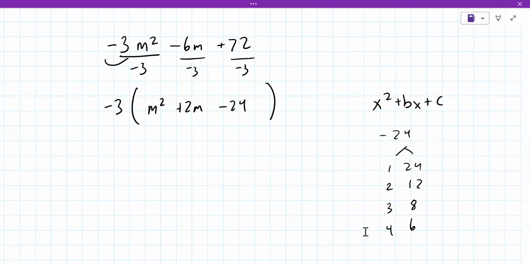So would it be 4 and 6? Yeah, which one's negative, which one's positive? 4 is negative and 6 is positive. So m plus 6, m minus 4, like that. Does that work? Mhm.